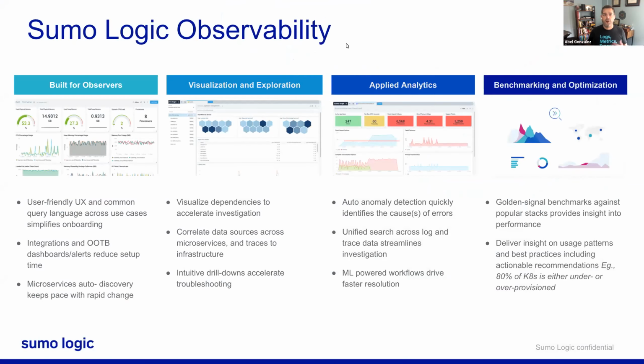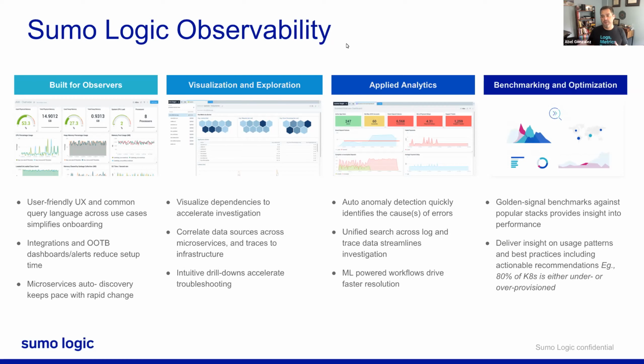Because at the end of the day, our goal with Sumo Logic Observability is to provide user-friendly UX and common query language, so you can query across all of your telemetry, and then integrations and out-of-the-box dashboards, which are very important because your application is changing rapidly, and you want to spend more time managing your application rather than managing your tools. So these out-of-the-box dashboards and alerts reduce that setup time. And then most importantly, the microservices auto-discovery allows you to discover new information, new infrastructure, new containers as those become visible and available in your application.